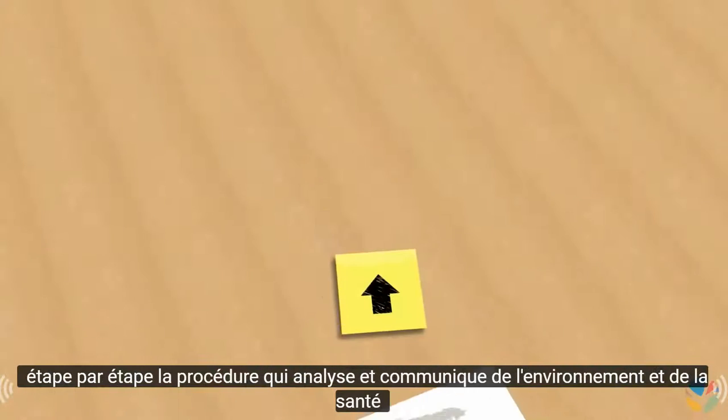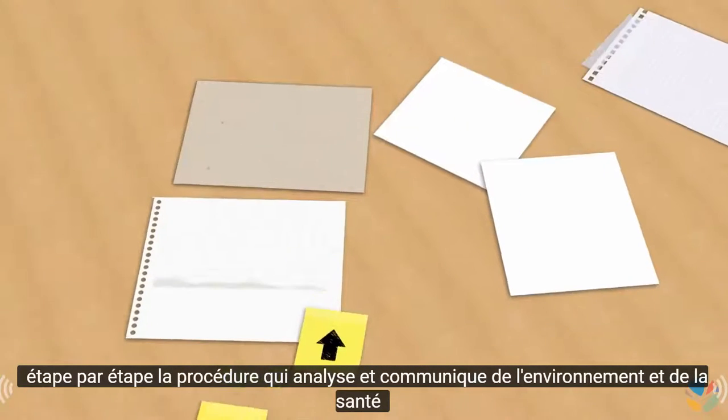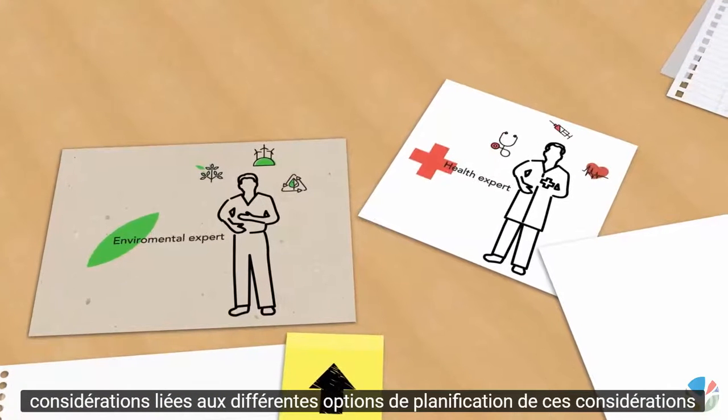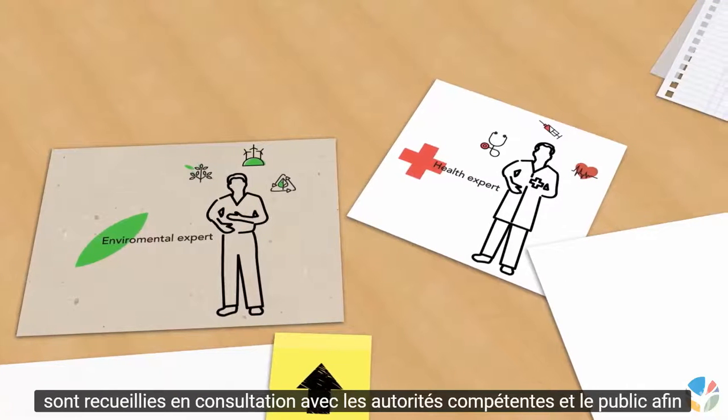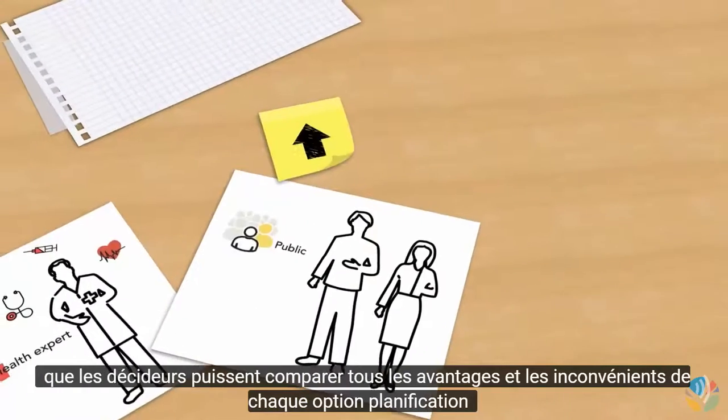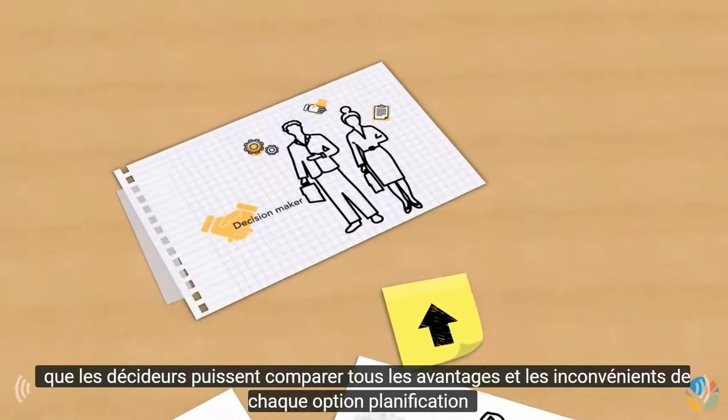SEA is a step-by-step procedure that analyzes and communicates environmental and health considerations related to different planning options. These considerations are collected in consultation with relevant authorities and the public, so that decision makers can compare all the pros and cons of each planning option.